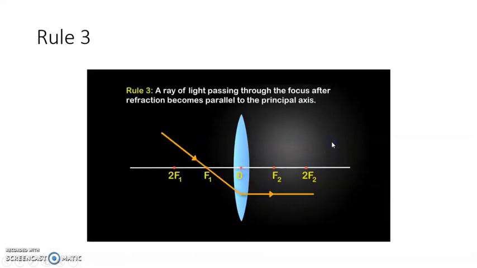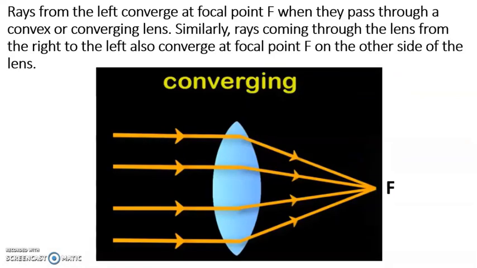And then we've got rule 3. We've got this ray of light which passes through the principal focus. And then after going through the convex lens, it will travel parallel to the principal axis. Remember, this is the principal axis. The ray will travel parallel to the principal axis after it has been refracted. So we've got those 3 rules. You only need to know 2 of them in order to be able to determine the height of your image.